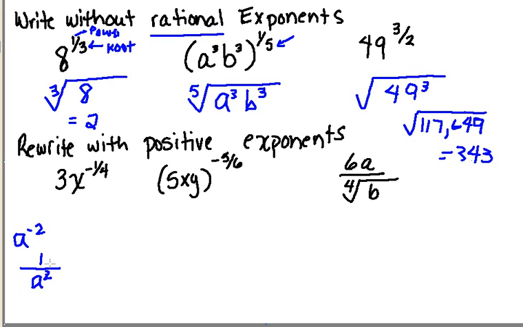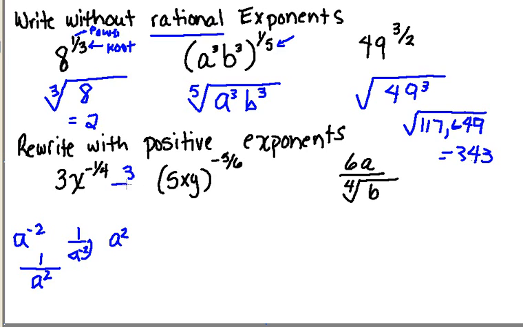It works the other way too. If I have 1 over a to the -2, I can change that to a positive exponent by moving this up, and it becomes a squared. So when I want to make my exponents positive and I have a fraction, it's going to work the same way. Here I have 3 to the first, so I'm not really going to do anything with that, but I have x to the -1/4.